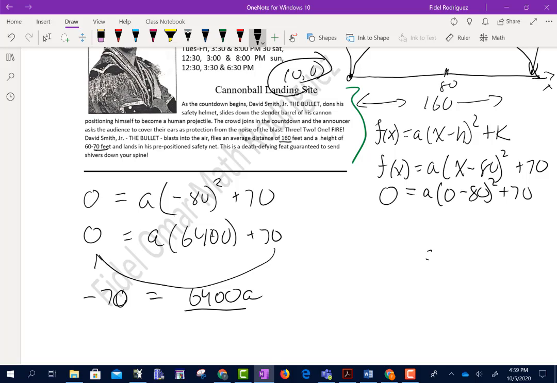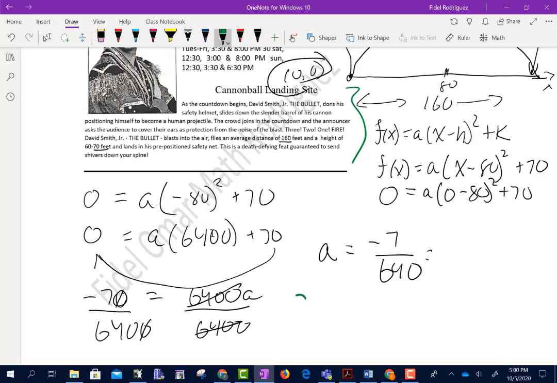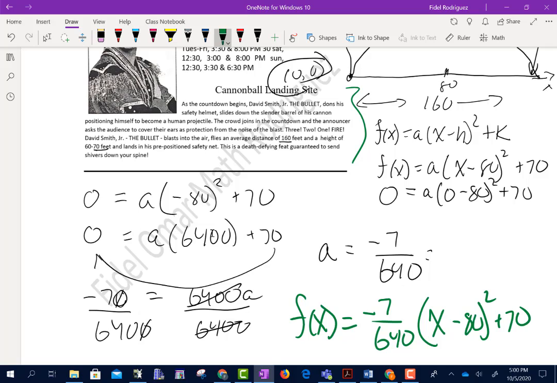Negative 70 equals 6,400a. So when I divide both sides by 6,400, getting rid of those zeros, I'm coming up with a is negative 7 over 640. Now I'm going to write out the equation. f of x equals negative 7 over 640 times (x minus 80) squared plus 70, right?